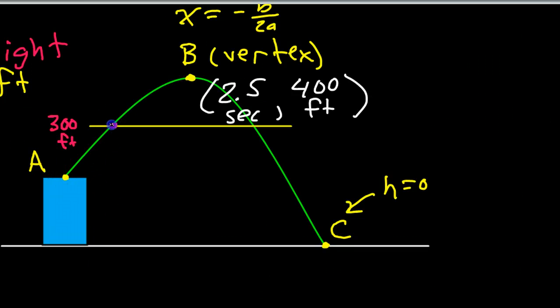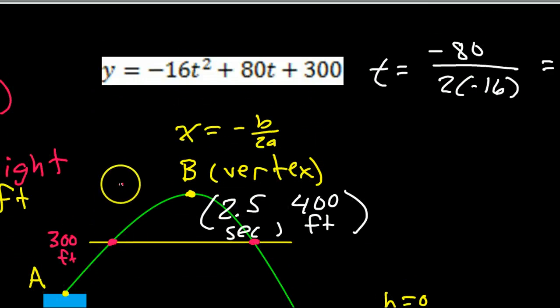It's going to hit 300 feet on the way up, and then it's going to hit 300 feet again on the way down. Alright, so we need to find these two times when it reaches 300 feet. But anyway, 300 feet, that's the y value. So all we need to do is put in 300 for the y value and solve for the time.